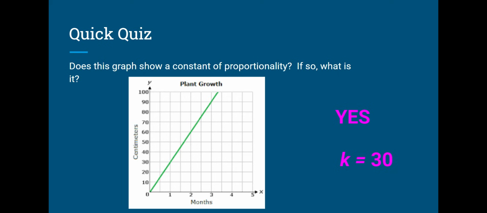So hopefully now you understand how to find the constant of proportionality, and even to determine, is there a proportional relationship in a graph or a table or not?